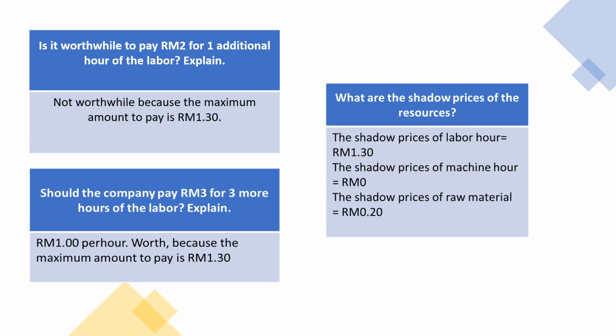Is it worthwhile to pay RM2 for one additional hour of labor? Explain. The shadow price for labor hour is RM1.30. So in this case, it's not worthwhile because the maximum amount to pay is RM1.30. The second question, should the company pay RM3 for 3 more hours of labor? RM3 for 3 hours means RM1 per hour. So it's worth it because the maximum amount to pay is RM1.30.